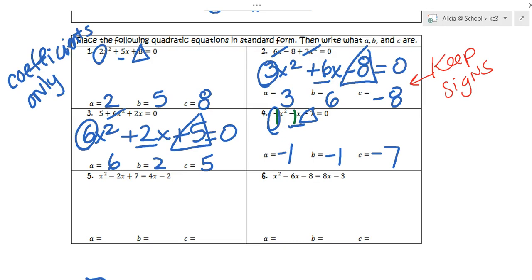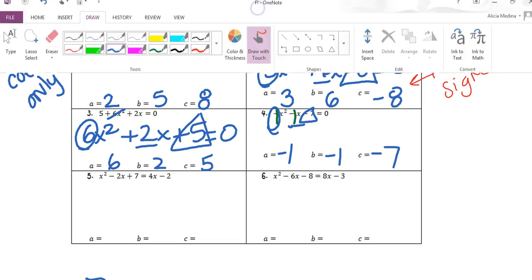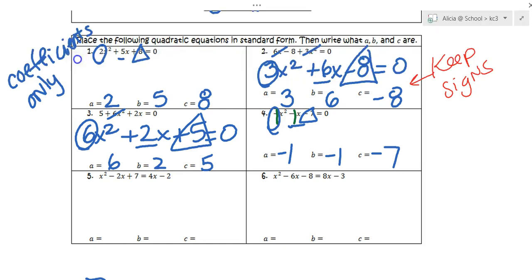We have multiple terms on both sides, and I have to have this in standard form. So what you have to do is get things over to the other side and combine like terms. So I want the right side to equal 0. Again, you notice that this is not equal to 0. So I want to make it equal to 0. So I'm going to do the opposite operation, and I'm going to subtract 4x.